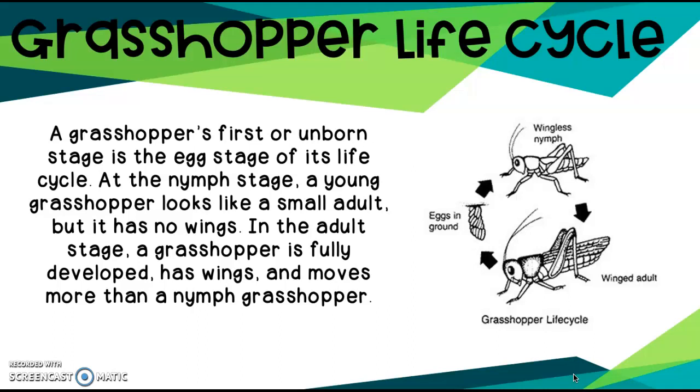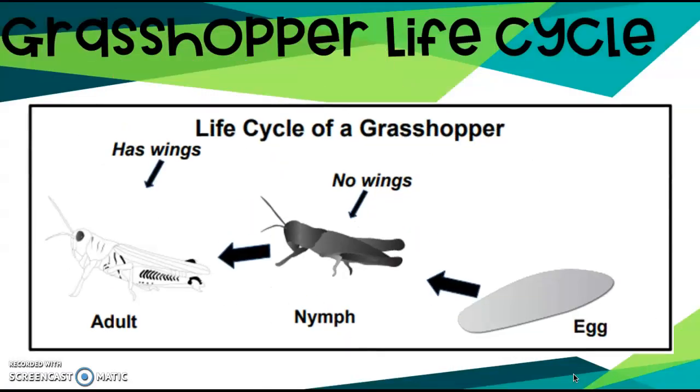Here you can see in the picture that the eggs are in the ground, becomes a wingless nymph, and then it becomes a winged adult. Here's another picture of the grasshopper life cycle where it shows you it goes from the egg to the nymph stage where it has no wings, and then it goes to the adult stage where it does have wings.